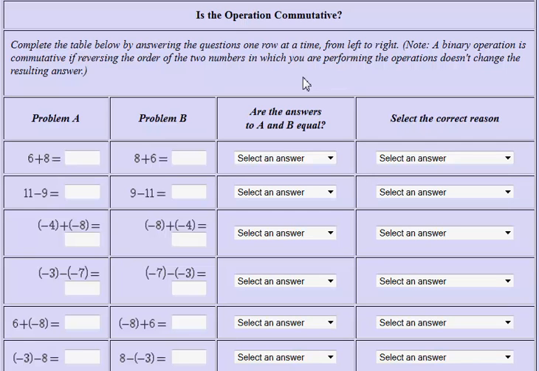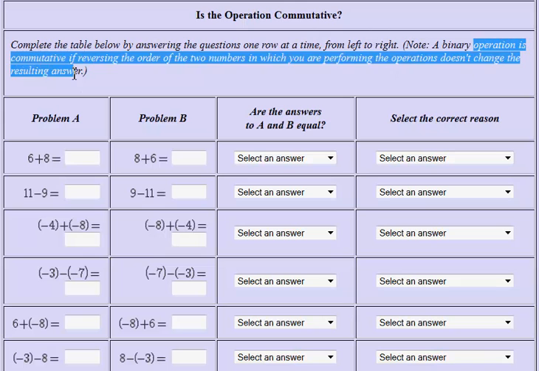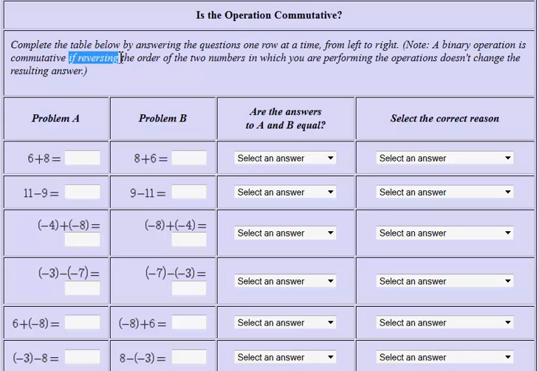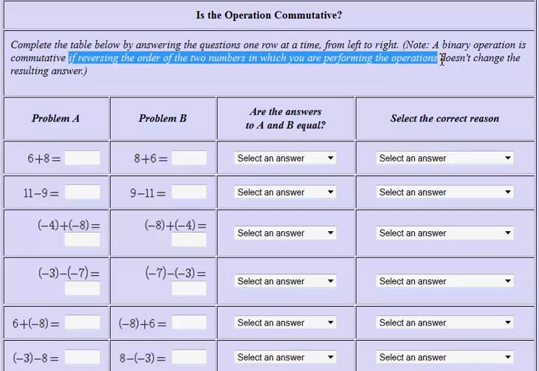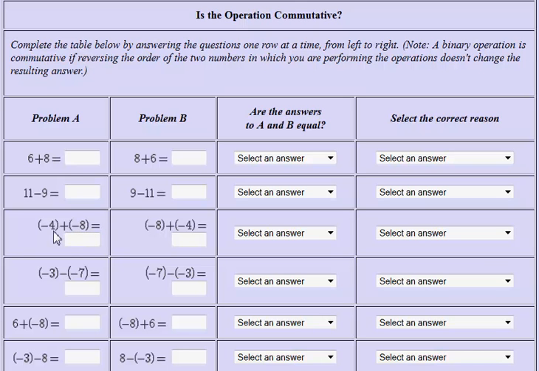This question is to show whether the operation of addition or subtraction is commutative. Notice what the word commutative means. An operation is commutative if reversing the order of the two numbers in which you're performing the operation doesn't change the resulting answer. So just to pick a problem at random, let's look at this one.